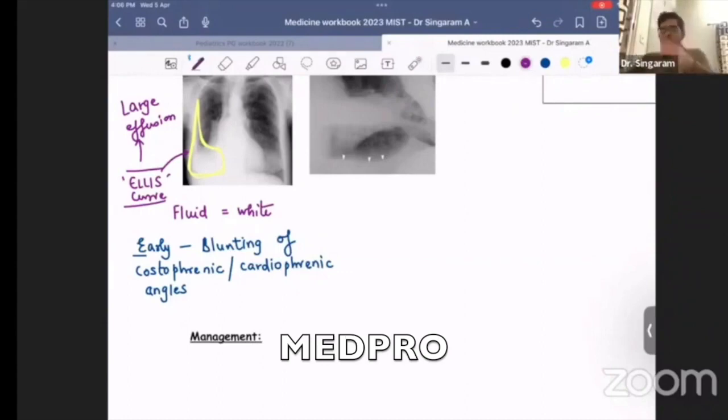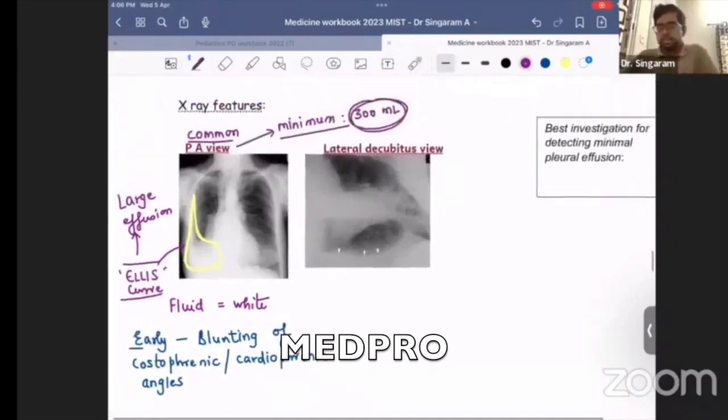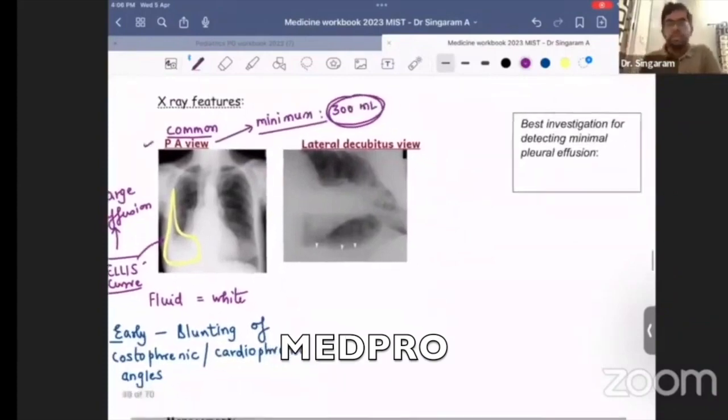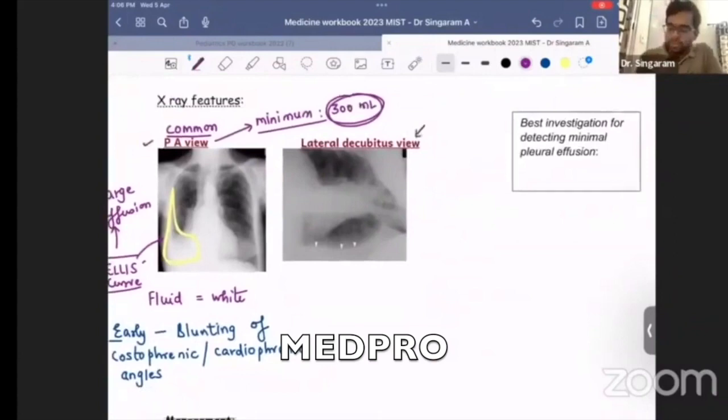Now, this will be possible only when a minimum of how much fluid is present? 300 ml of fluid. Suppose you have a very small amount of fluid, you cannot detect it on the PA view of an X-ray. So what will you take for minimal fluid? For minimal fluid, the X-ray you will have to take is called the lateral decubitus X-ray.